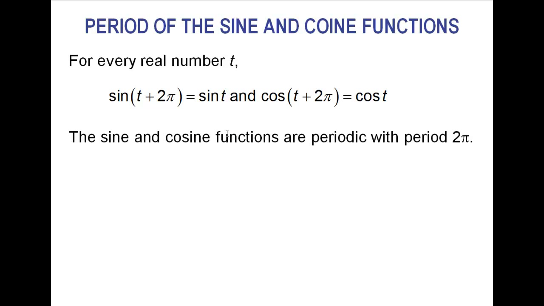For sine, that happens every 2 pi. And for cosine, it also happens every 2 pi. So if you add 2 pi, 4 pi, 6 pi, 8 pi, any multiple of 2 pi, you'll get the exact same answer that you would if there wasn't anything in there. Sine of t plus 2 pi is the same thing as sine of t, and sine of t plus 8 pi is also the same thing as sine of t, etc. And since 2 pi is the smallest one, that's what we call the period of both of those functions.